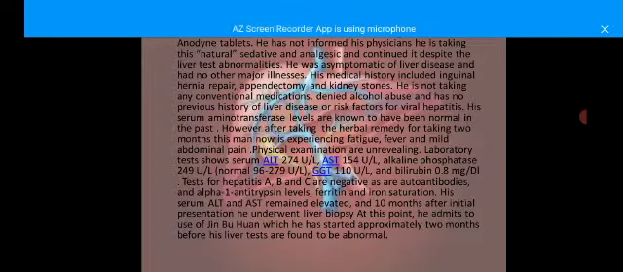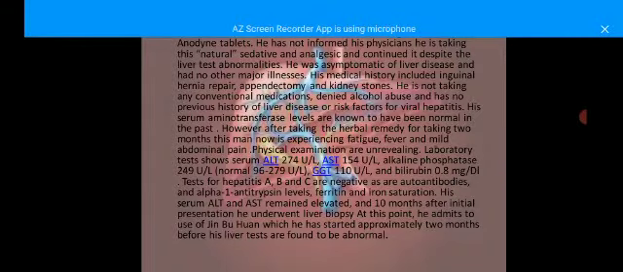Physical examination are unrevealing. Laboratory tests show serum ALT 274 units per liter, AST 154 units per liter, alkaline phosphatase, that is ALP, 249 units per liter. Normal range is given which is 96 to 279 units per liter. GGT 110 units per liter and bilirubin 0.8 milligram per deciliter. Normal range for bilirubin is 0.3 to 1.8 milligram per deciliter.